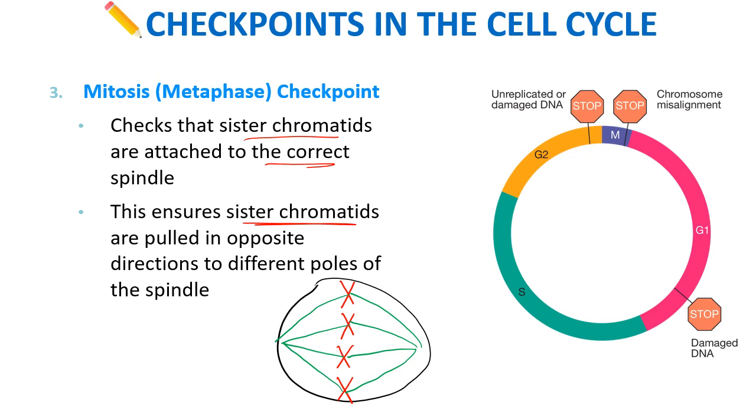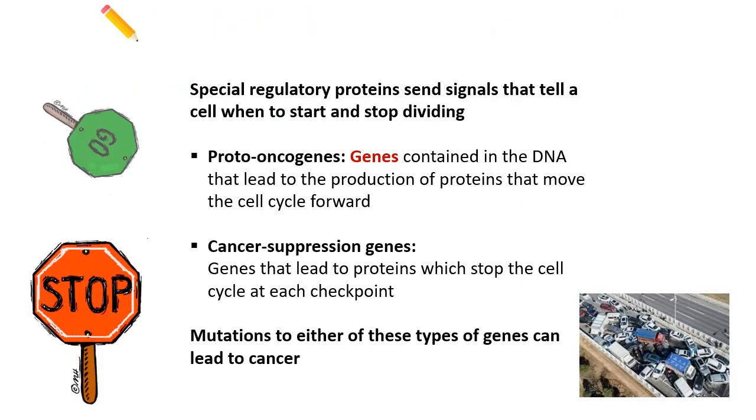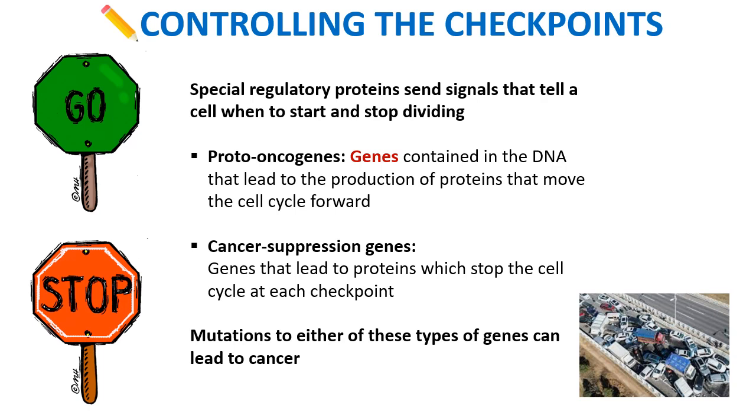So that is our 3 main checkpoints. The next section is going into a bit more detail about how those checkpoints actually get controlled in the cell.